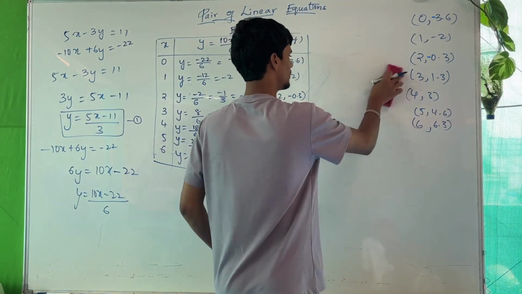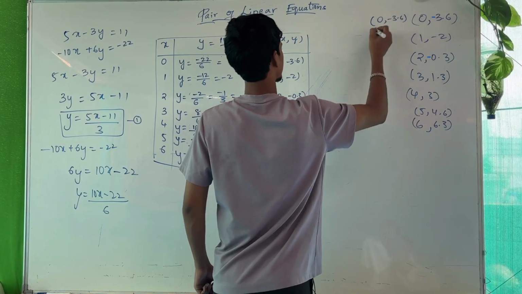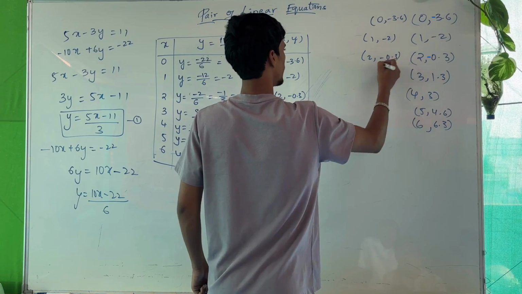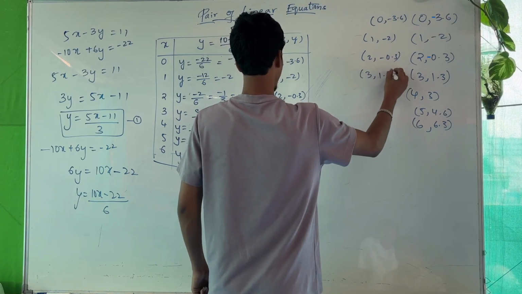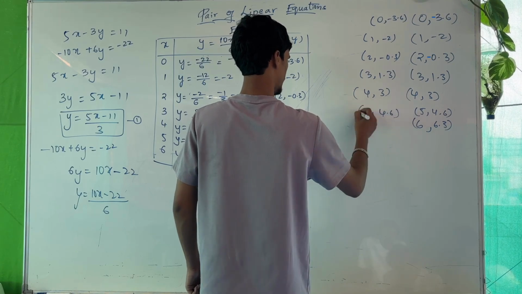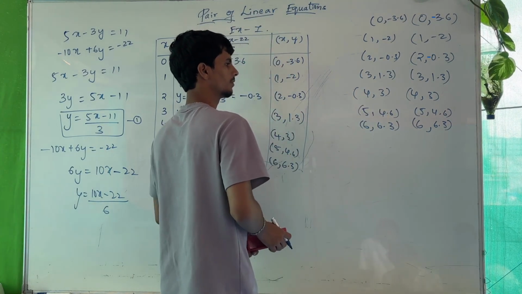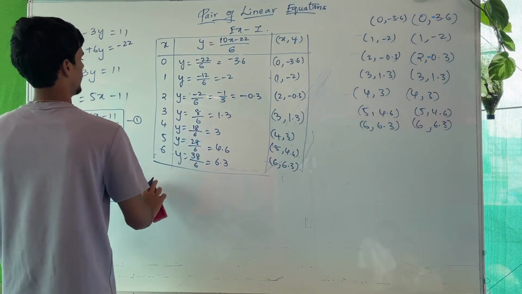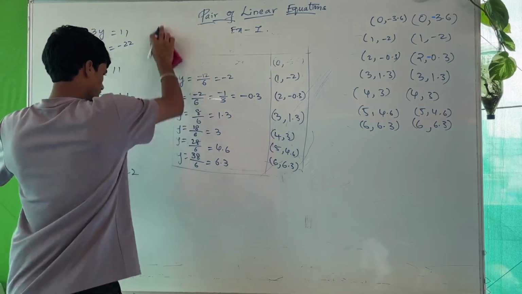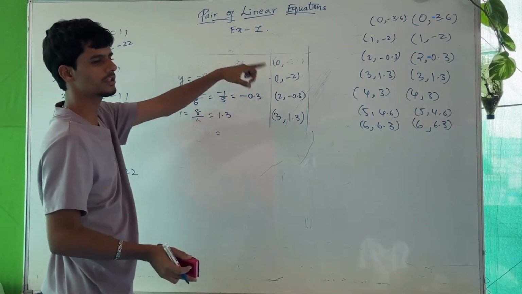Now let us write these solutions aside. First solution is (0, -3.6), (1, -2), (2, -0.3), and next (3, 1.3), (4, 3), (5, 4.6), and then (6, 6.3). So now I'm just rubbing this table. Let me draw the graph. Now we need to plot all these solutions.